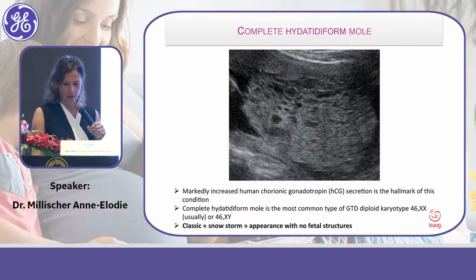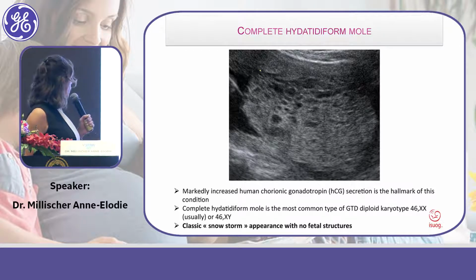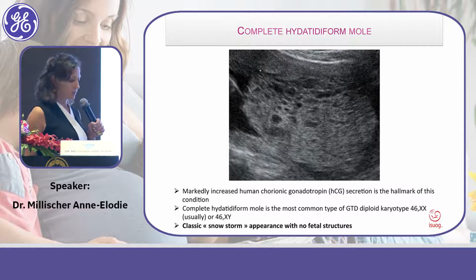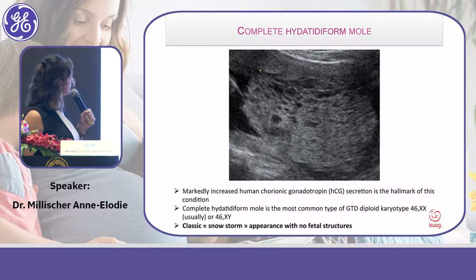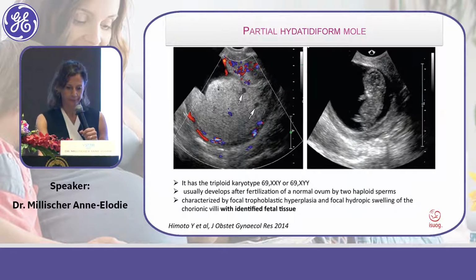Nó có thể là một cái thai trứng toàn phần hoặc là một thai trứng bán phần, và đây là một cái hình ảnh của một cái thai trứng toàn phần. And it is correlated with a markedly increased HCG, human chorionic gonadotrophin. Và cái đặc điểm mấu chốt của cái bệnh lý này nó sẽ tăng beta HCG rất là cao. And it has this classical snowstorm aspect. Và đó là những cái nang, cái vesicle, cái đặc điểm của cái thai trứng.